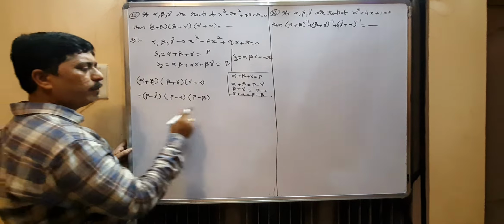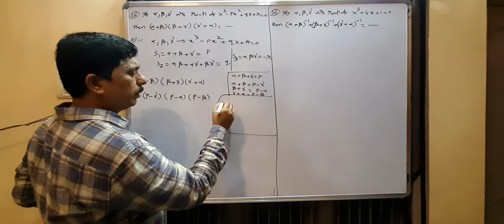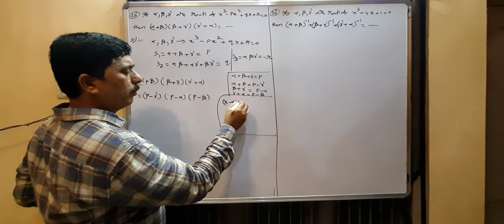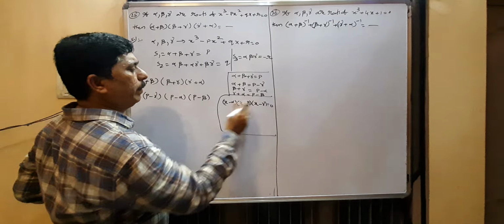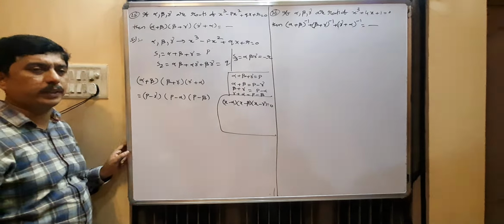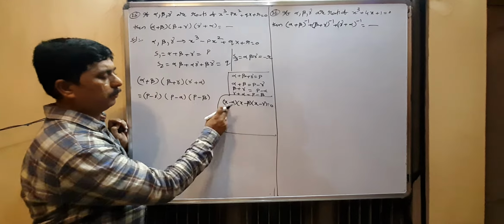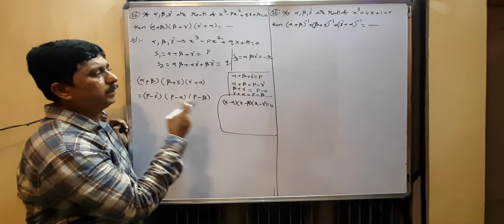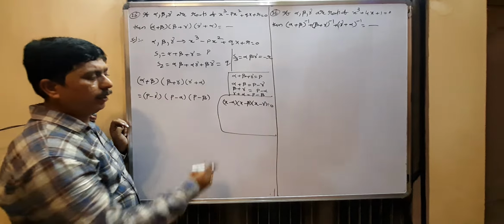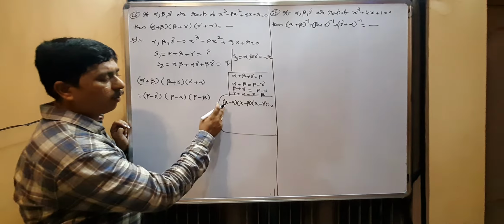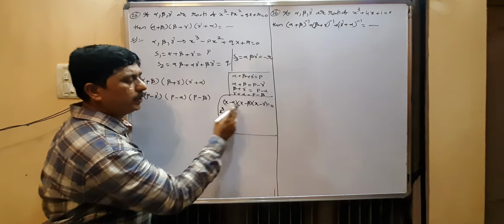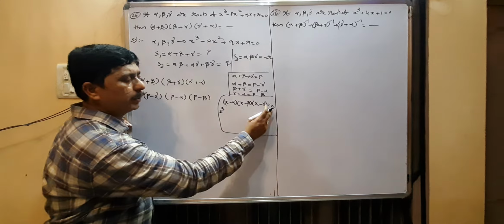This is in the form of (x minus alpha) into (x minus beta) into (x minus gamma). In place of x you have p here. Then you can write this as the x cube equation directly. Alpha, beta, gamma are the roots of the equation, so it is (x minus alpha) (x minus beta) (x minus gamma).